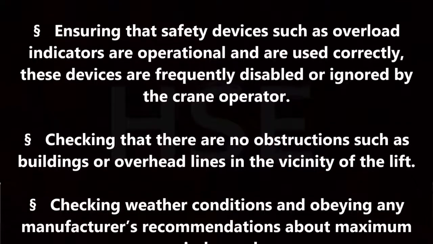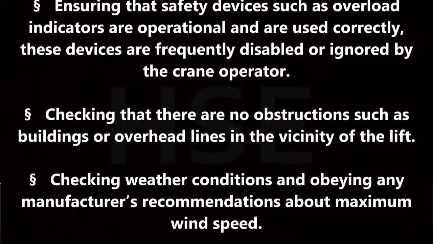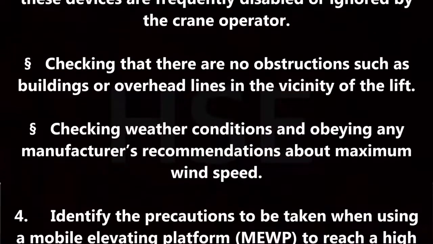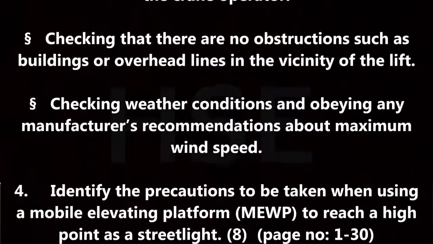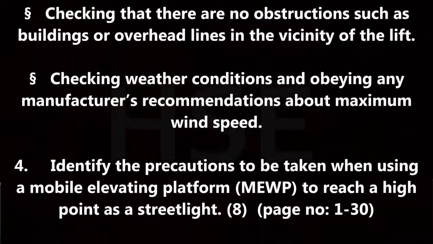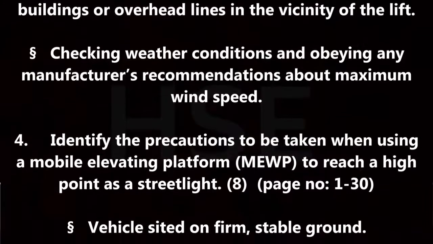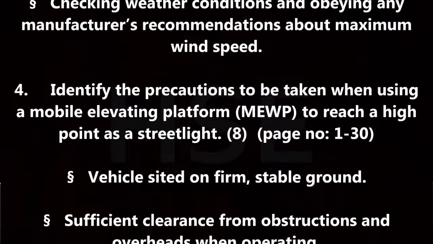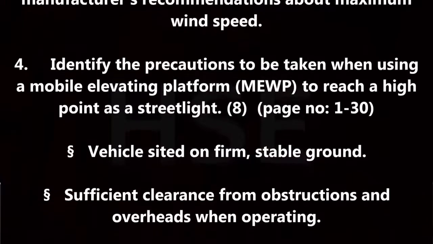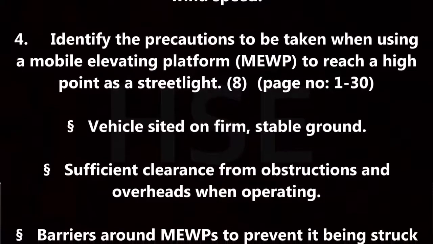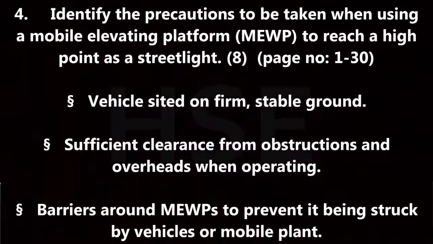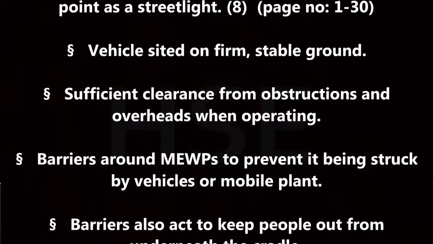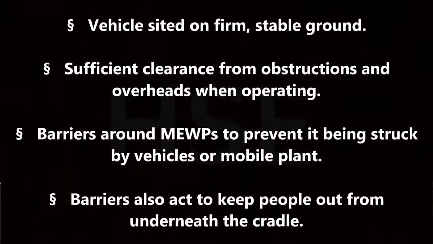4. Identify the precautions to be taken when using a mobile elevating work platform, MEWP, to reach a high point such as a streetlight. 8, page number 130. Vehicle sited on firm, stable ground. Sufficient clearance from obstructions and overheads when operating. Barriers around MEWPs to prevent it being struck by vehicles or mobile plant. Barriers also act to keep people out from underneath the cradle.